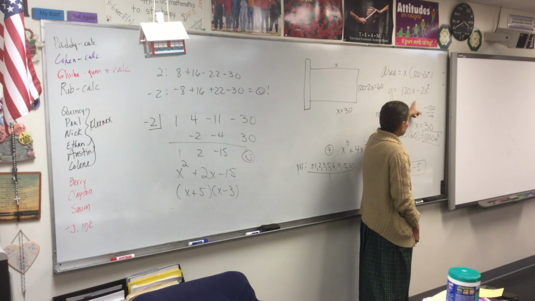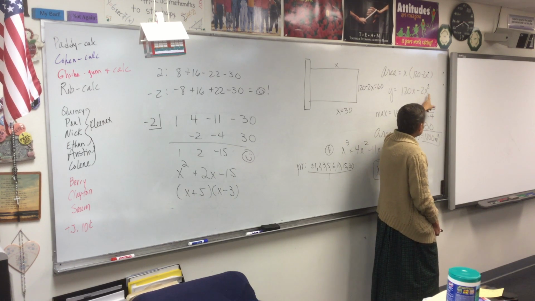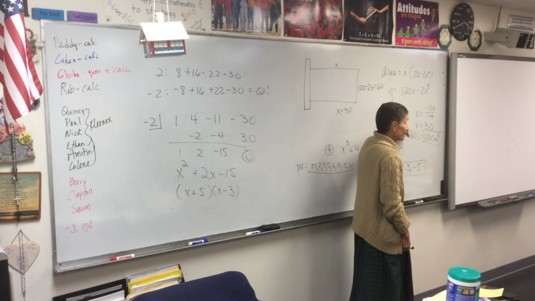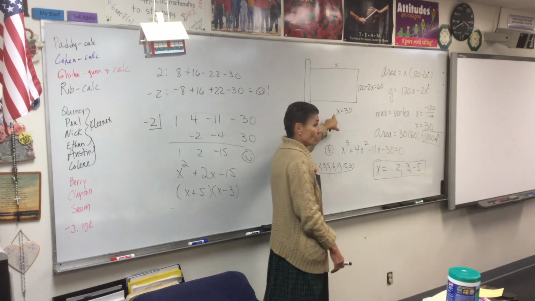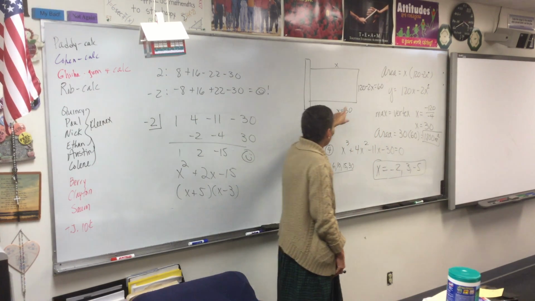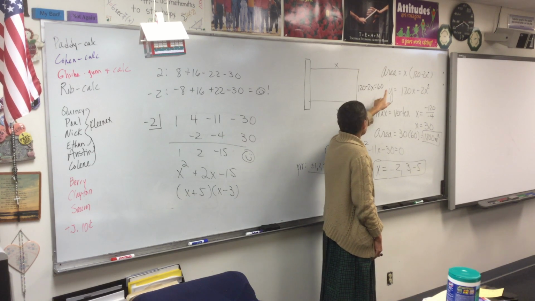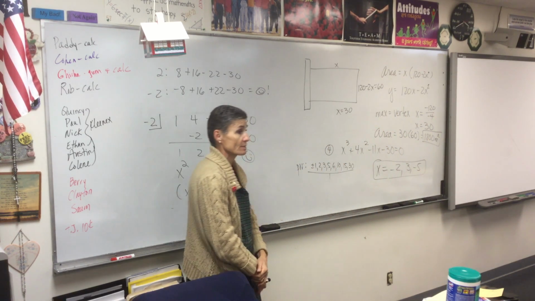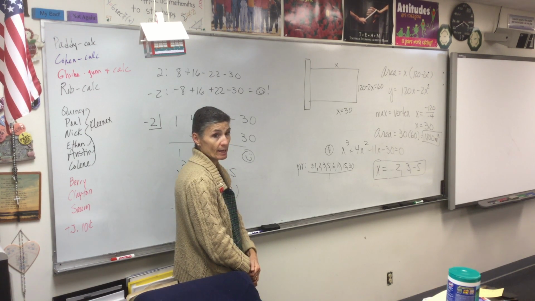So length times width. If I want to maximize a negative quadratic, that means find the vertex. I did negative b over 2a and got 30. So x is 30. 120 minus 2x then was 60. So my maximum area is 1,800 square meters. Does that sound okay to everybody?